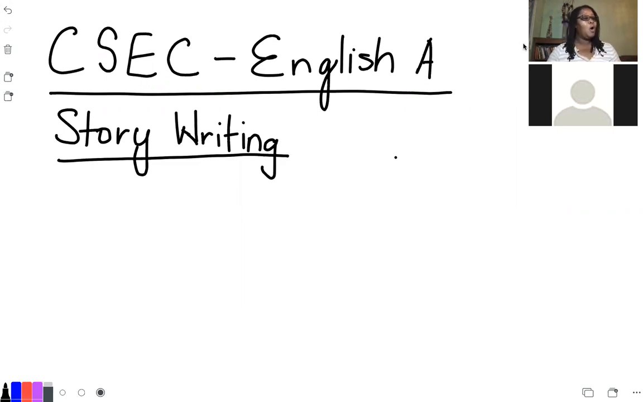In part 2, we're going to be looking at a sample of a short story, perhaps a fairy tale, and seeing how the elements of a story find themselves in that short story. For part 3, we're going to be looking at an actual CSEC exam question and breaking it down in terms of the preparation for writing that story. And then in part 4, we're going to actually write the short story. So if you are one of those students who knows that English is not your strong point, let's get started.